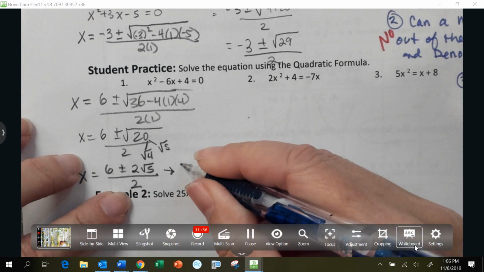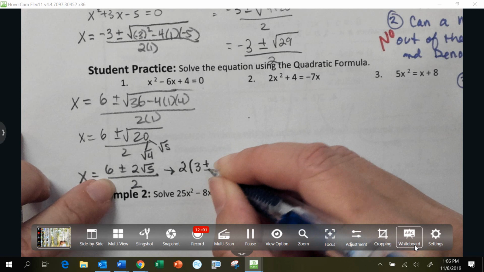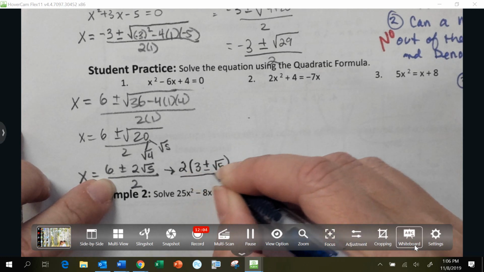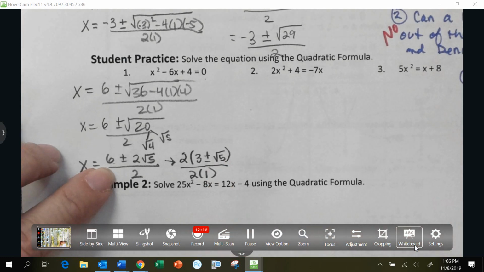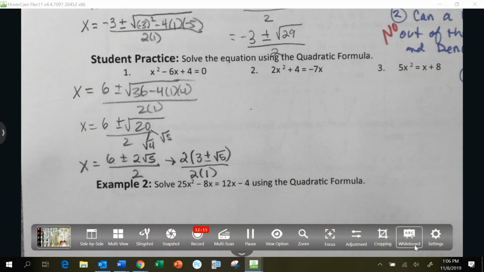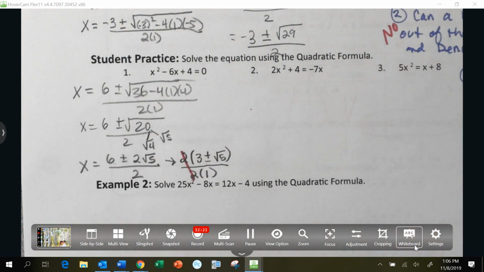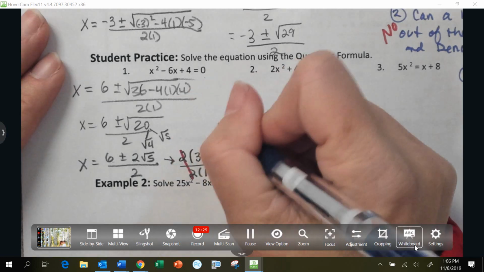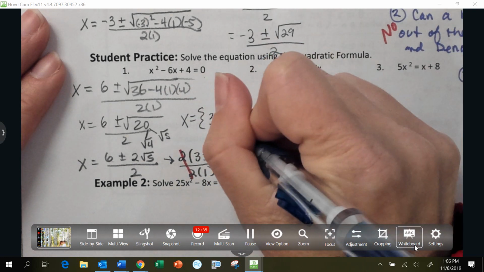So I'm taking out a 2, and I have left over 3 plus or minus radical 5. On the bottom, I'm taking out a 2, and I have left over times 1. So I factored it out with the GCF. If you can factor those out, now I can cancel them. And then my last question: is the denominator positive? Because it needs to be positive. Is it positive? Okay, so we're good there. So then our answers are x equals 3 plus or minus radical 5.